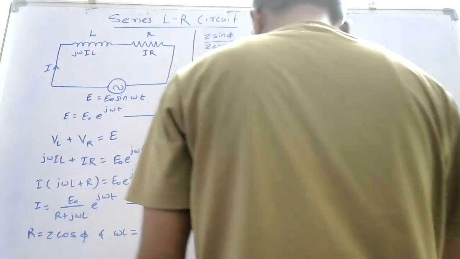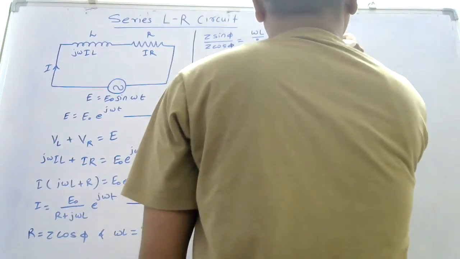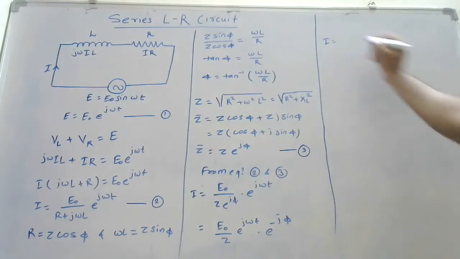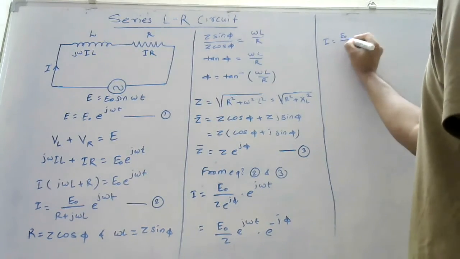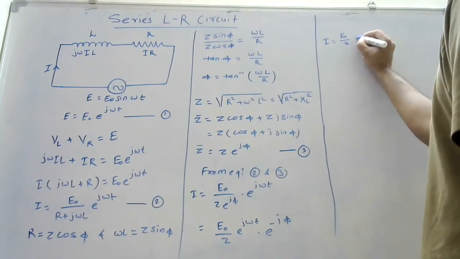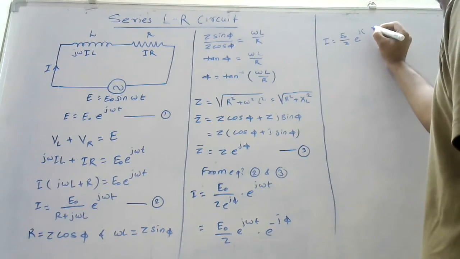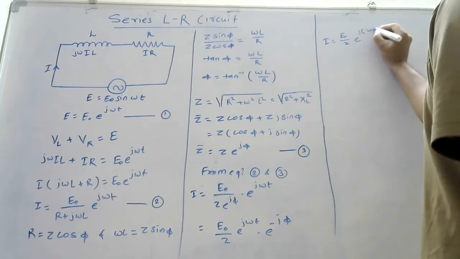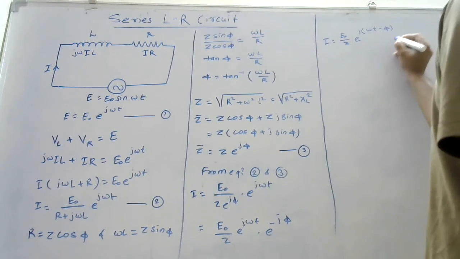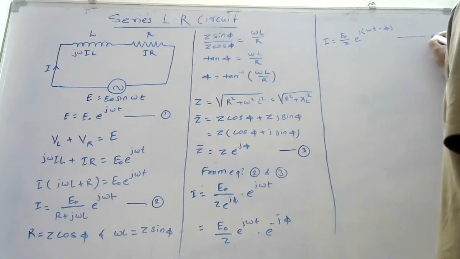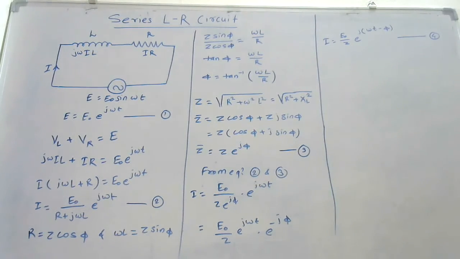That is, I is equal to E0 upon Z into e to the power, we have taken J common, into bracket omega T minus phi. This is called equation number 4.